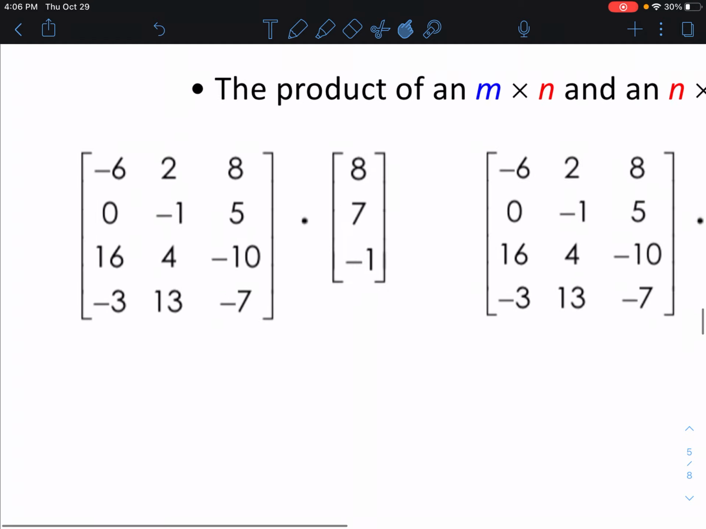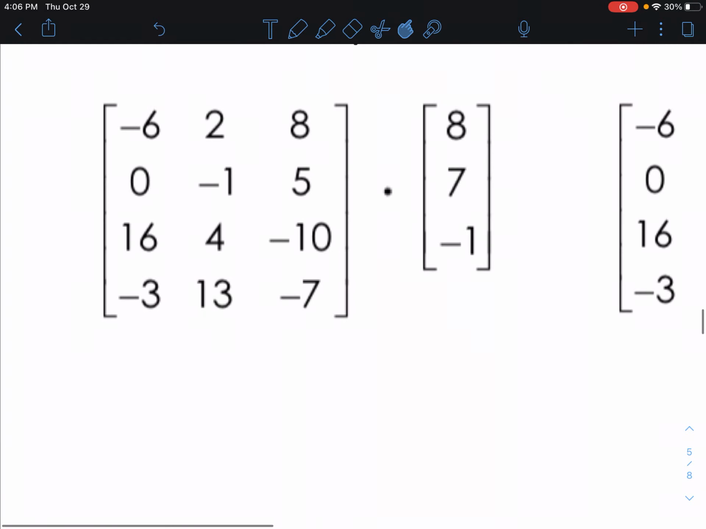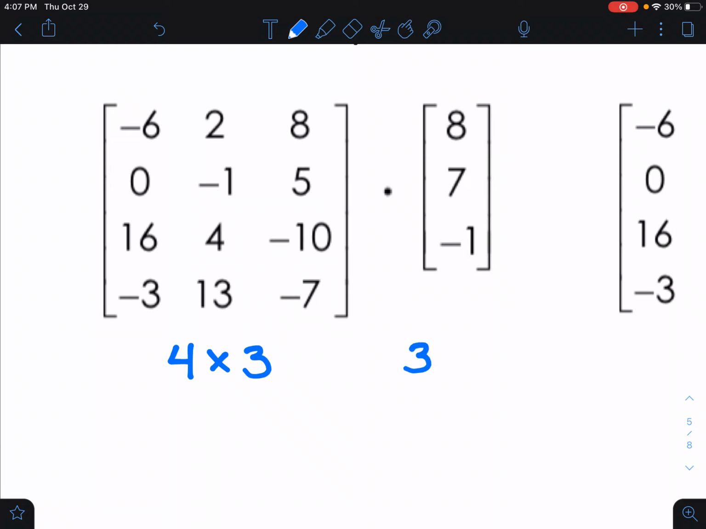And that probably still doesn't make a whole lot of sense. So let's look at an example here of these first two matrices. What you want to do to determine if you can multiply is write the dimensions. So this is a 4 by 3 matrix, right? 4 rows, 3 columns. And this matrix right here is a 3 by 1 matrix. In order to multiply, these two inner dimensions need to be the same. Okay, so that has to happen.